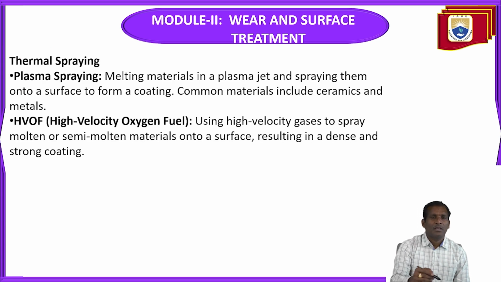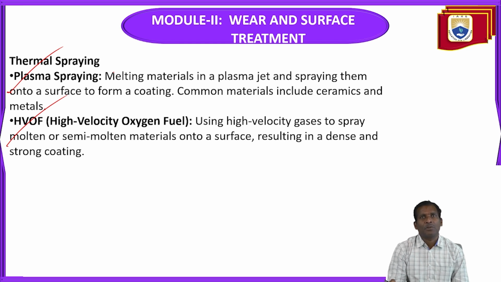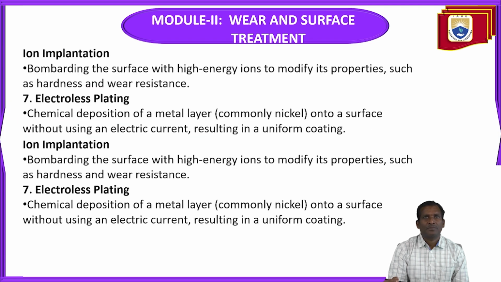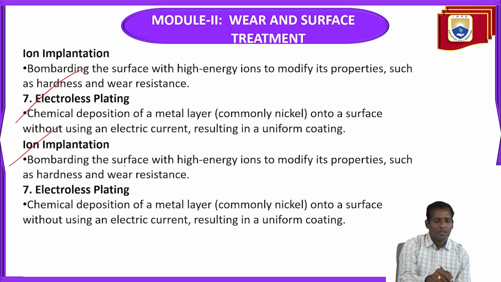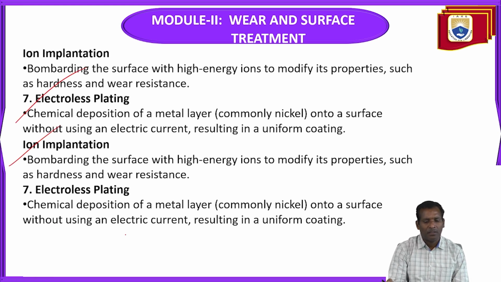So thermal spraying: plasma spraying and HVOF, high velocity oxygen fuel. Common materials used in this spraying include ceramics and metals. Then ion implantation and electroless plating, which we have already studied. By using electroless plating, you get a uniform coating, so you can improve the hardness and wear resistance. Electroless plating is commonly nickel coating onto a surface without using an electric current.